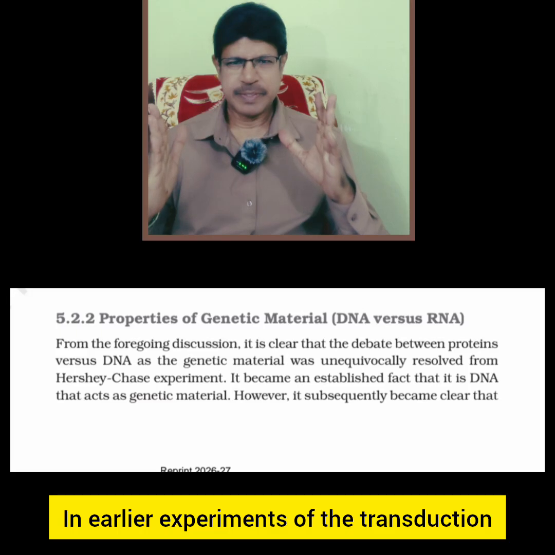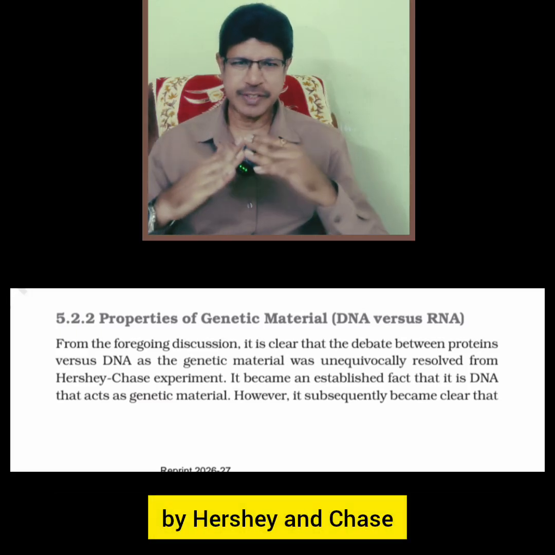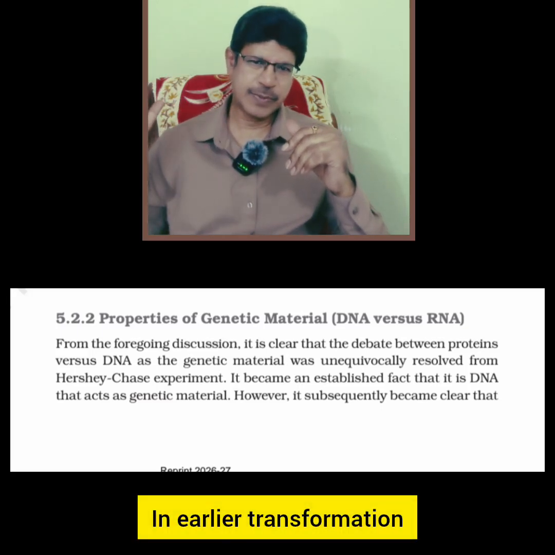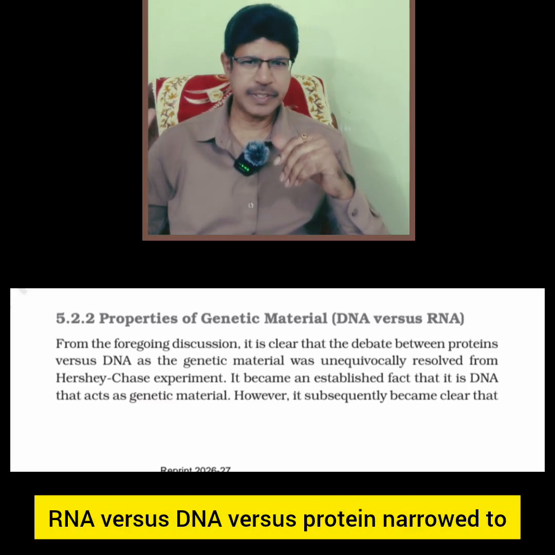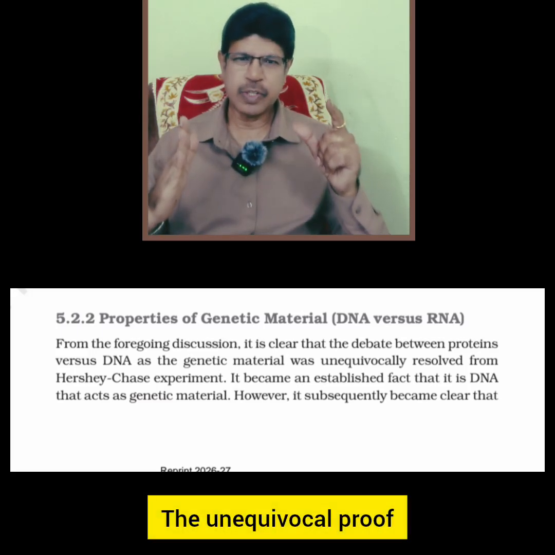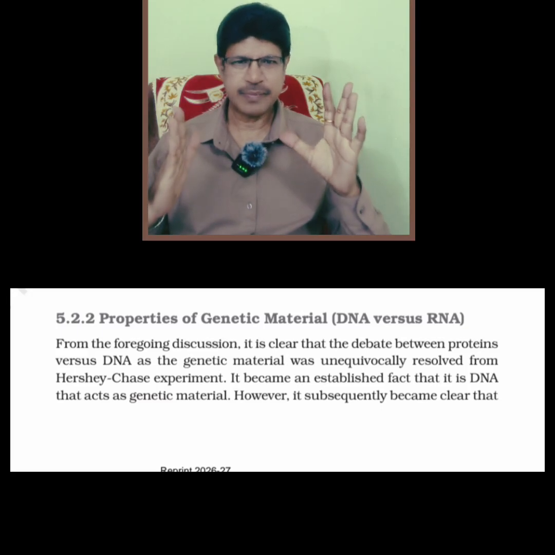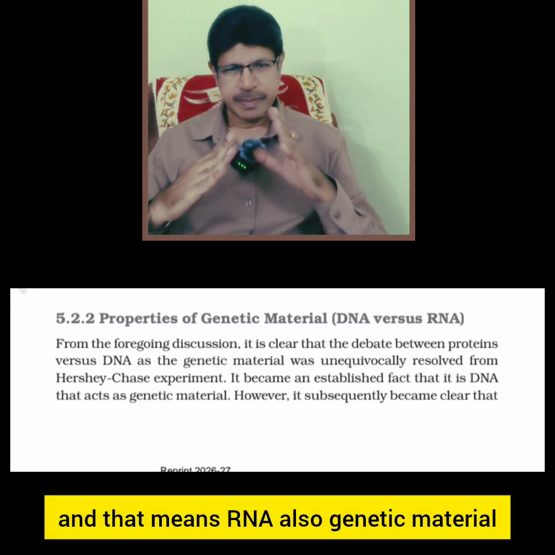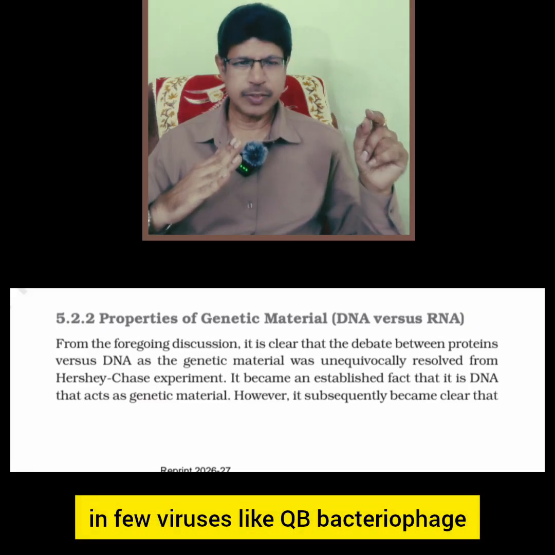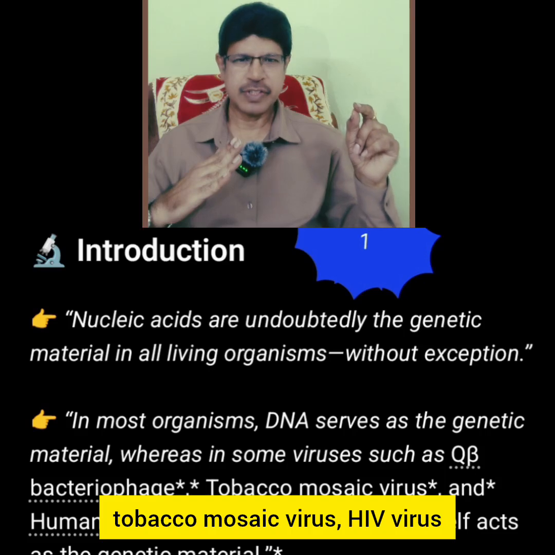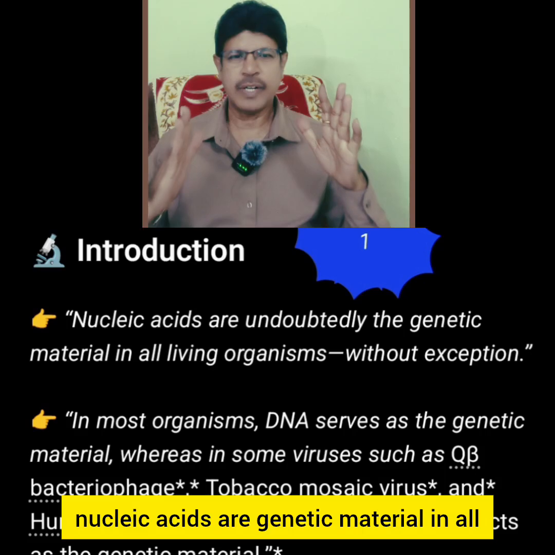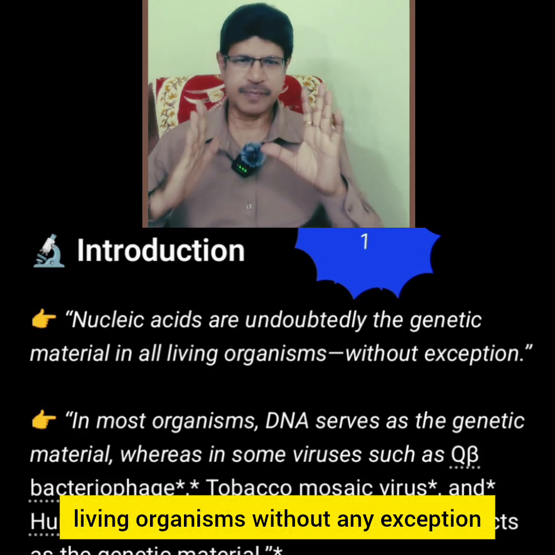In earlier experiments of transduction by Hershey and Chase, DNA versus protein was resolved. In the earlier transformation experiments, RNA versus DNA versus protein was narrowed to DNA versus protein, and it was resolved. The unequivocal proof that DNA was the genetic material. And that means RNA is also genetic material in a few viruses like QB bacteriophage, tobacco mosaic virus, HIV. Overall, nucleic acids are genetic material in all living organisms without any exception.